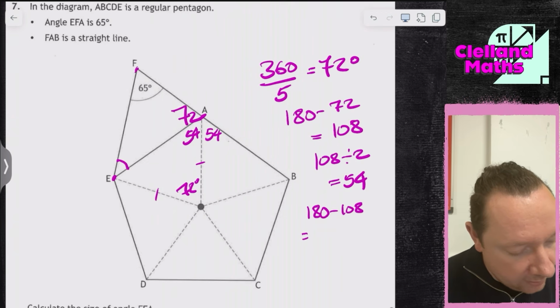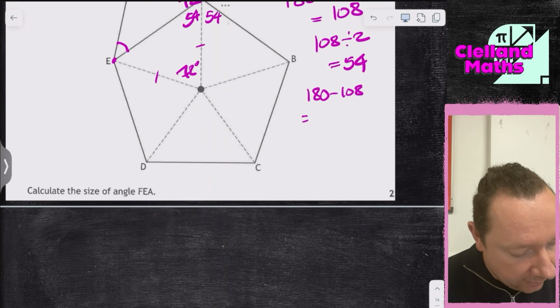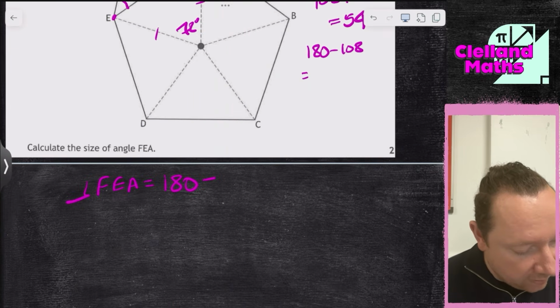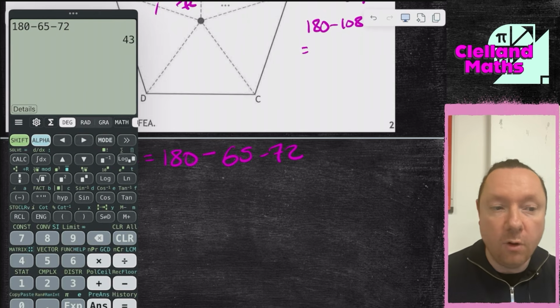And then finally, our angle FEA, well, angles in a triangle add up to 180, so 180 minus 65 minus 72 is 43 degrees.